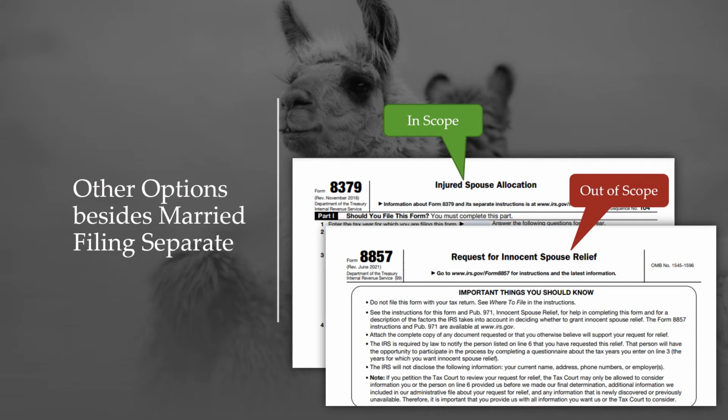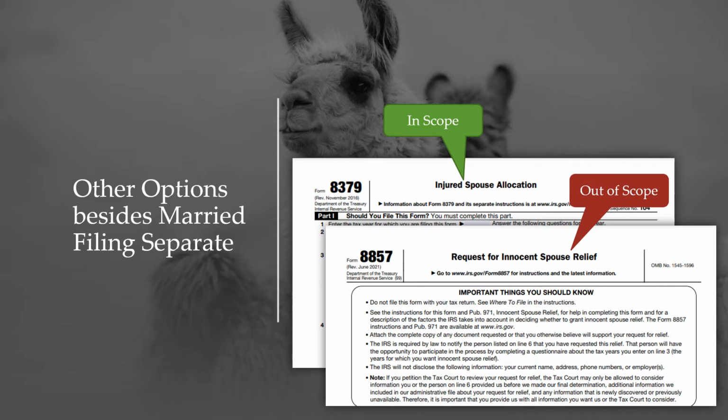There are other options besides filing separate for our married clients with some of those concerns that we talked about. They could file jointly in the case where one spouse has a debt obligation that's going to cause a garnishment of the refund, and attach Form 8379, the injured spouse allocation, so that the garnishment would only be taken out of the refund that was properly allocated to the spouse with the debt.